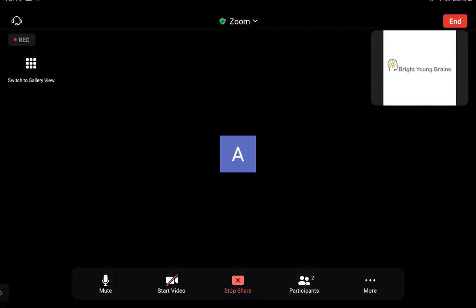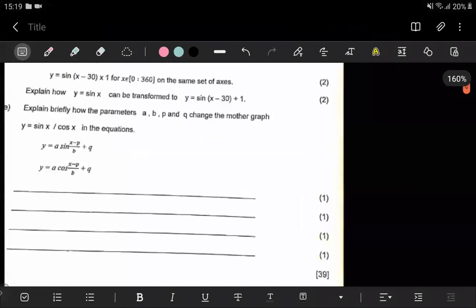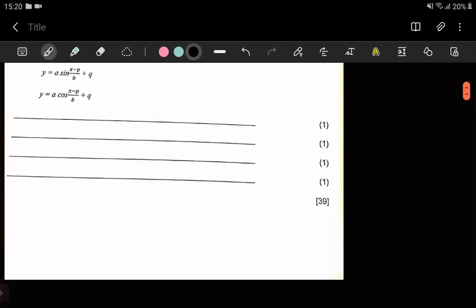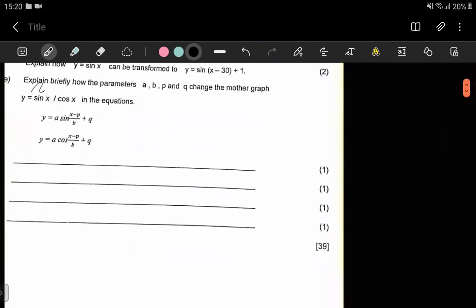Understanding what all those variables do, it all links up to the standard graph. They're referring to it here as the mother graph, which is interesting. So with the information that we have right here, they're saying explain briefly the parameters A, B, P, and Q. Explain briefly how the parameters A, B, P, and Q change the mother graph.